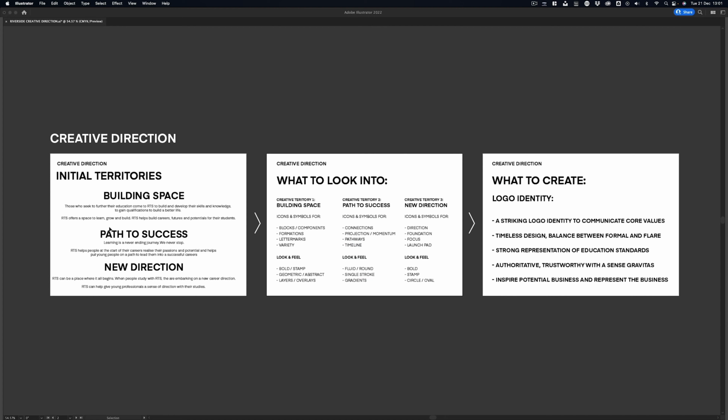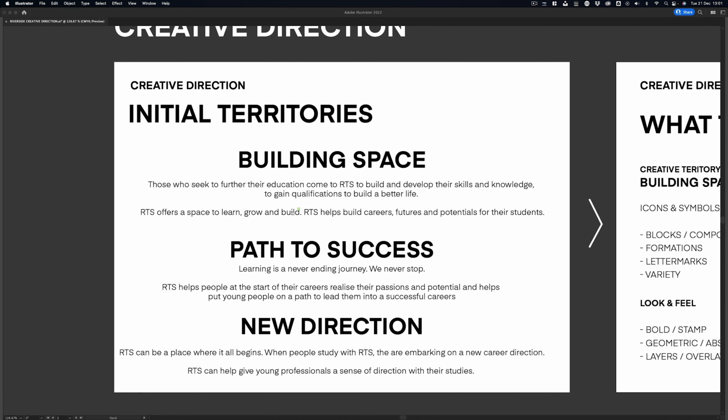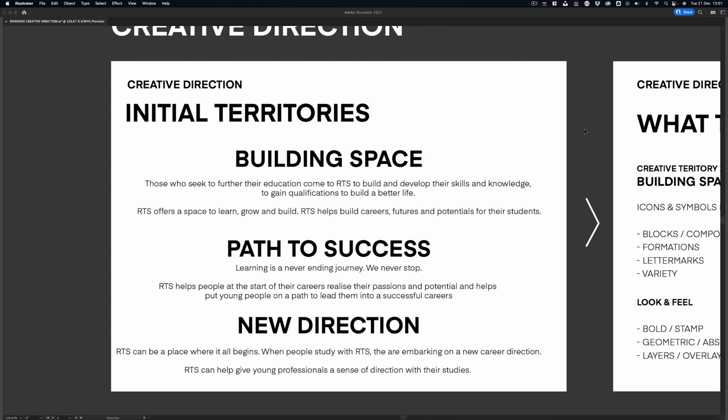So in this instance, I came up with 3 concept territories, and one that stood out to me was building space. And I like the idea of building space. For this concept, it would all be about those who seek to further their education coming to RTS, Riverside Training Spalding, to build and develop their skills and knowledge, to gain qualifications to build a better life. RTS offers a space to learn, grow and build. RTS helps build careers, futures and potentials for their students.